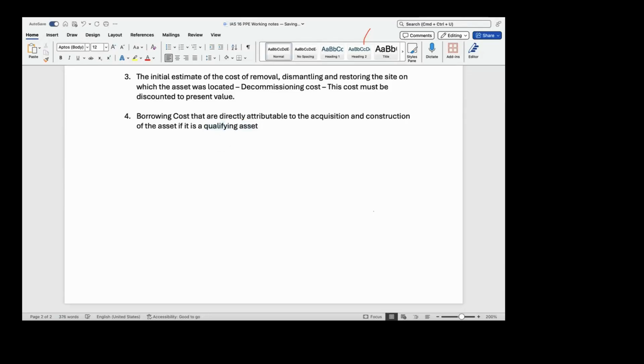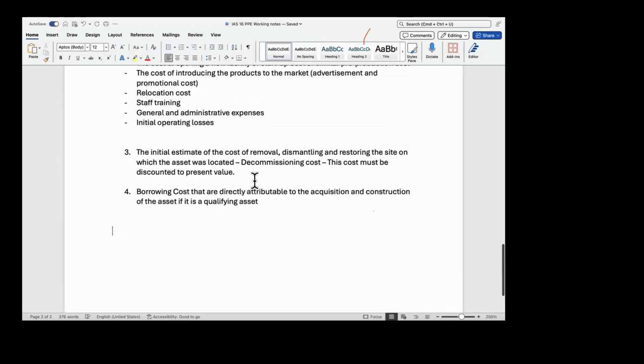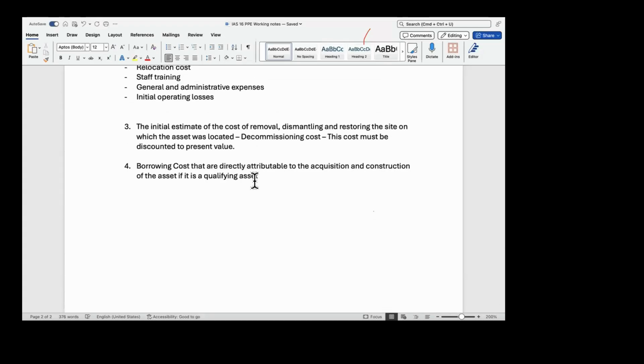Now, still under measurement. When the asset is actually ready, all these other costs that I've mentioned are what get the asset ready. Now the asset is ready. That does not cease the incurring of costs. You still continue to incur costs on the asset. And those costs you incur after the asset is ready, we call them subsequent costs.